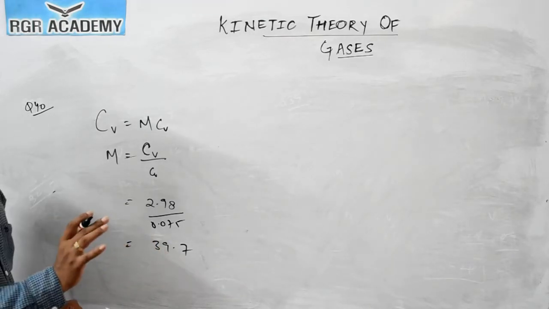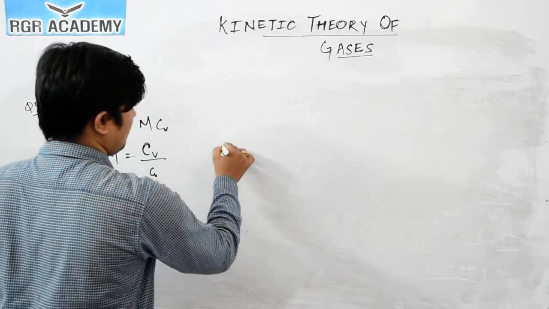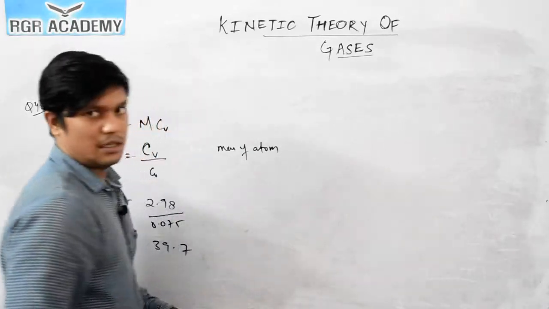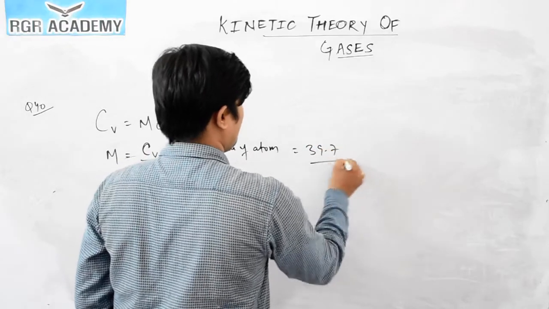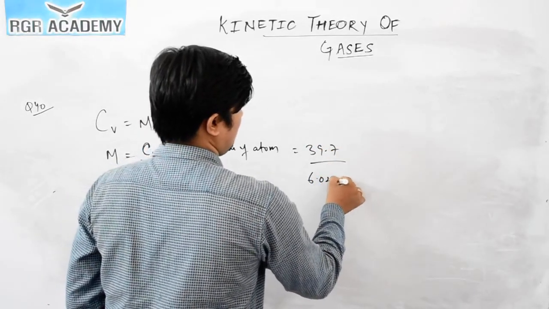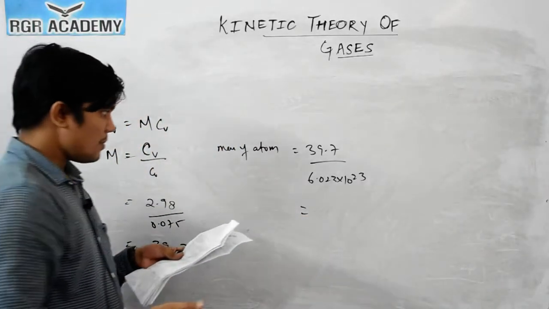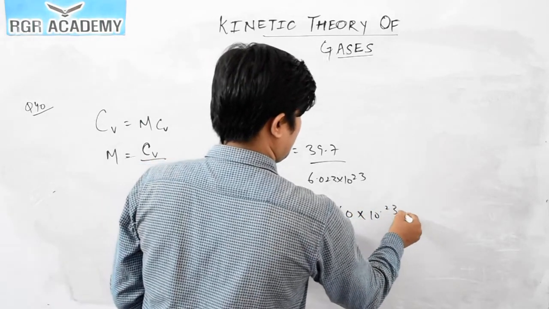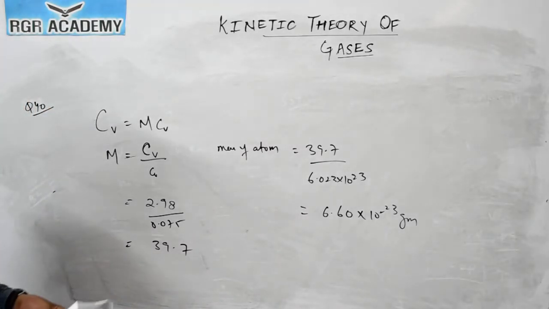Molecular weight, they are not asking the mass of gas, they are asking the mass of atom, okay. So mass of atom will be equals to, how many atoms are there in this? Avogadro number. So mass of one atom will be equals to 39.7 divided by 6.023 into 10 to the power 23. So that will be equals to 6.60 into 10 to the power minus 23 grams. Clear? So this is the answer. So actually they are asking the mass of one argon atom. That is the answer. Now question number 41.